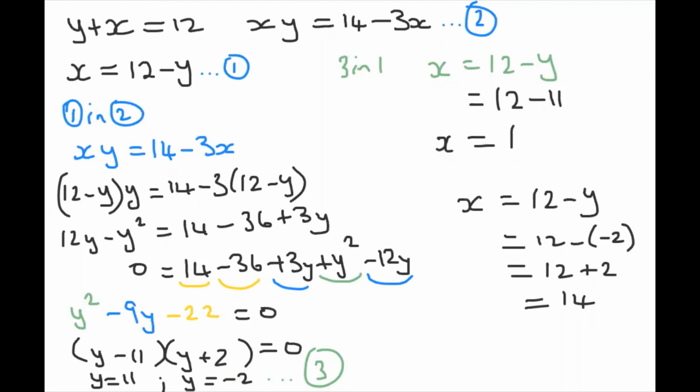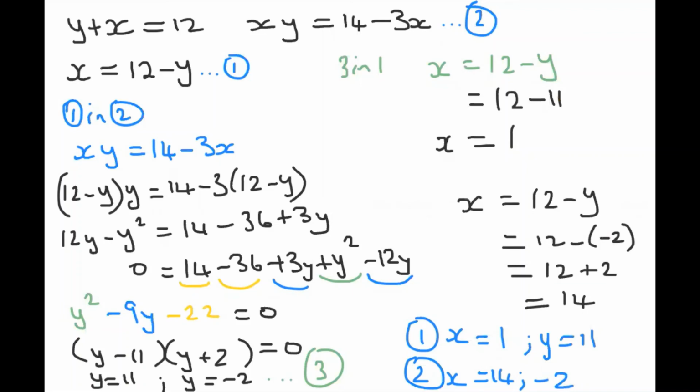How I would write the answer is: option 1 would be x equal to 1, this one here with that y of 11, so y equals 11. And option 2 would be this x here of 14, and that goes together with that y of minus 2.